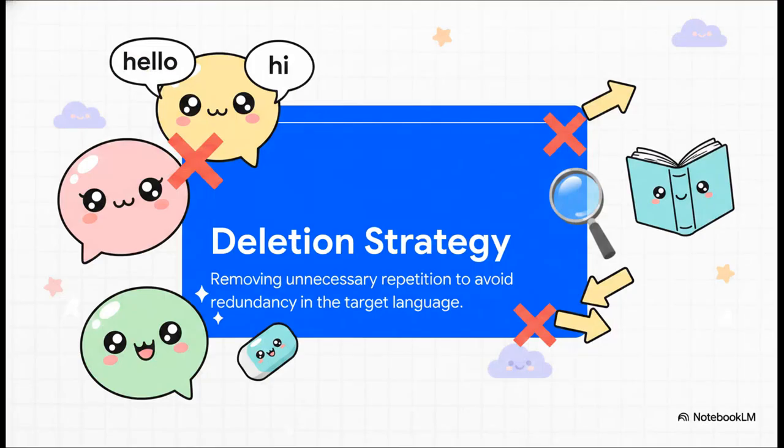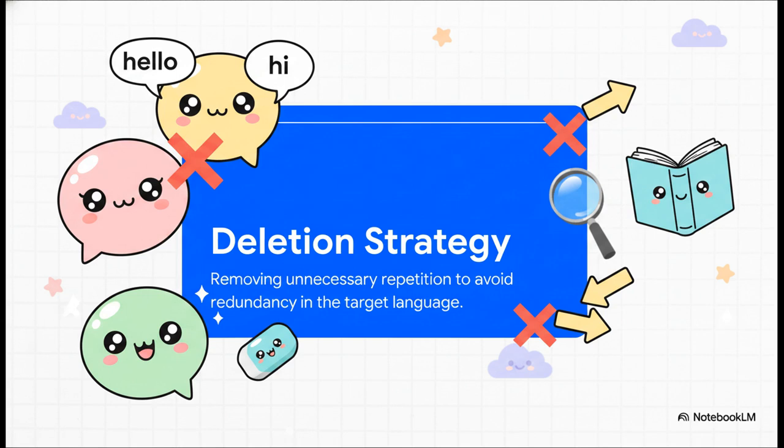Now, the absolute most important thing to remember here is that translation is almost never a simple one-to-one word swap. It's really a strategic problem-solving exercise. You're constantly negotiating between what the source language demands and what the target language will actually tolerate. Our first tool is called deletion. Now, this might sound completely counterintuitive. Why on earth would a translator delete something?